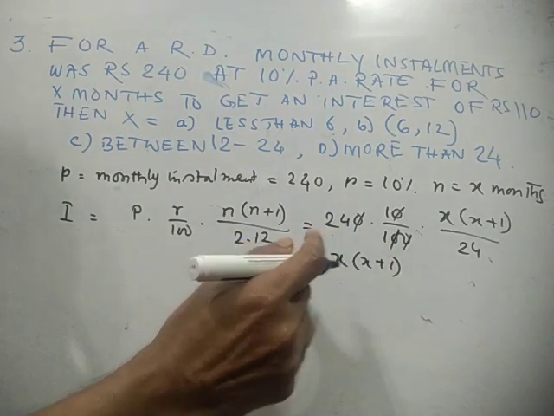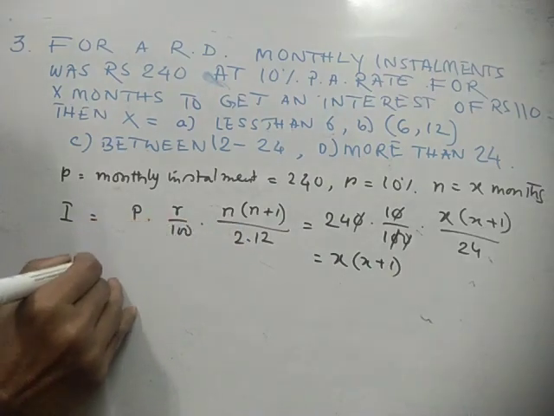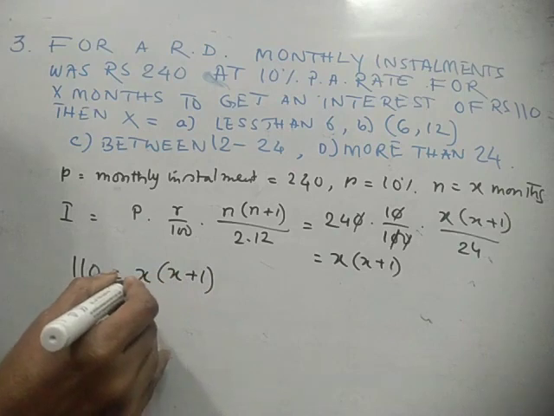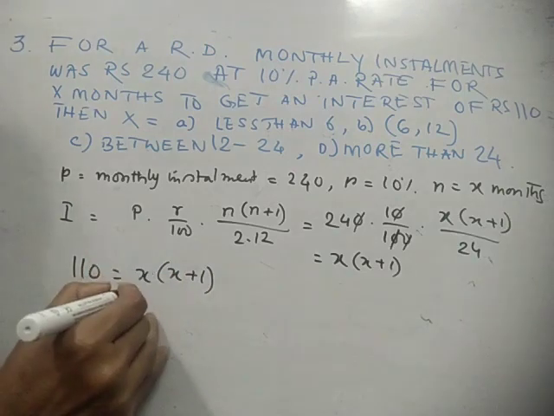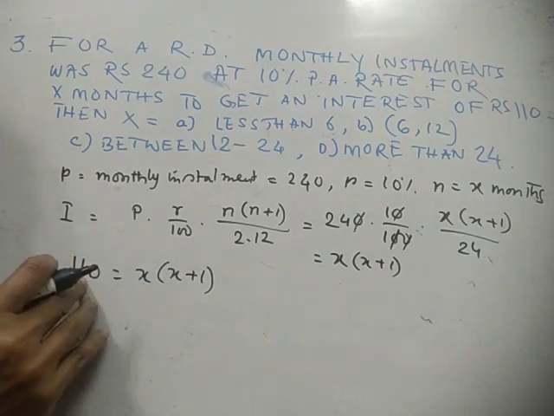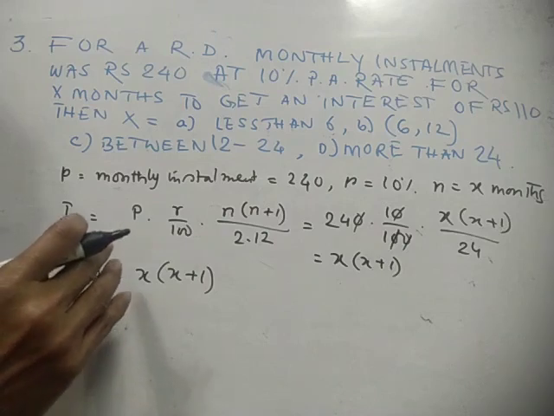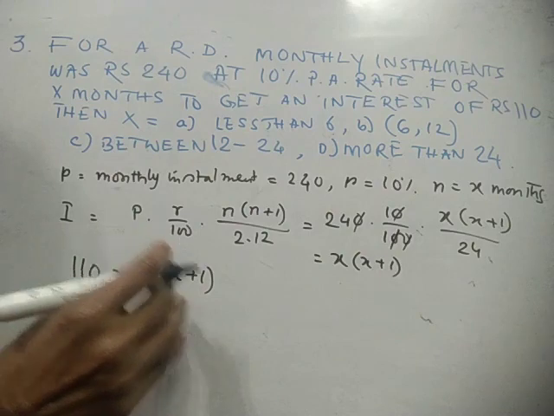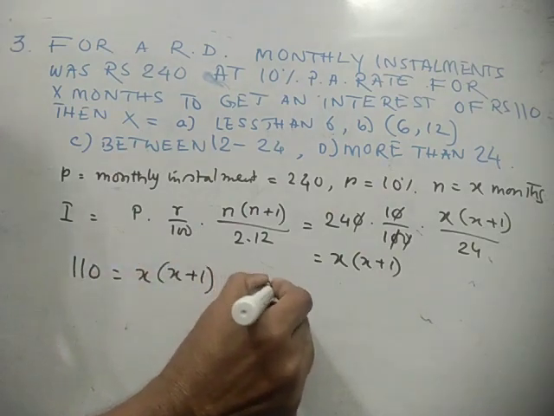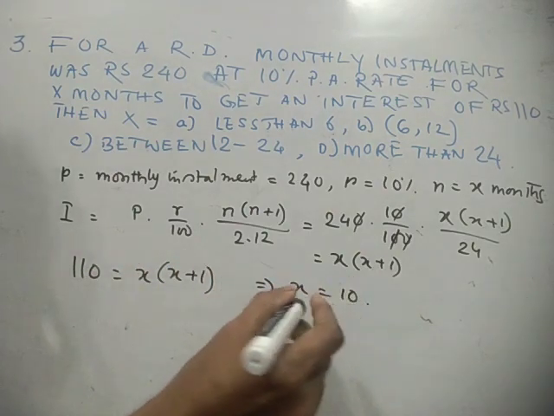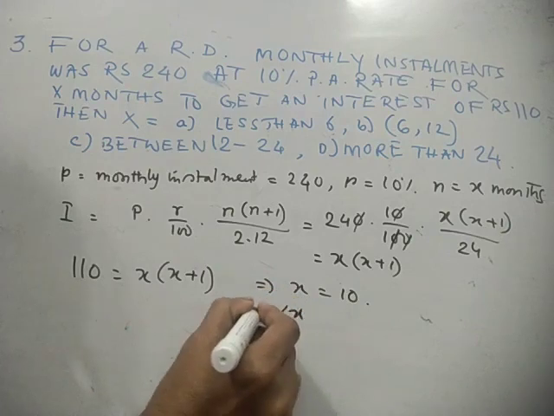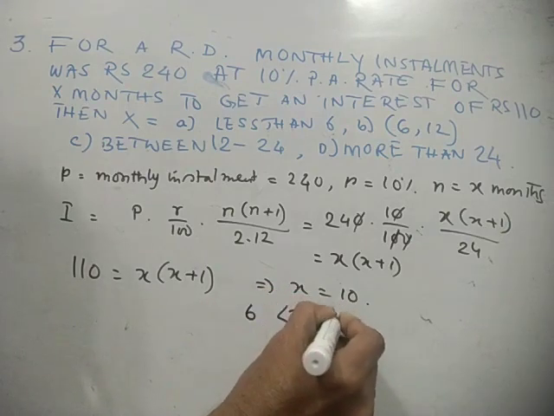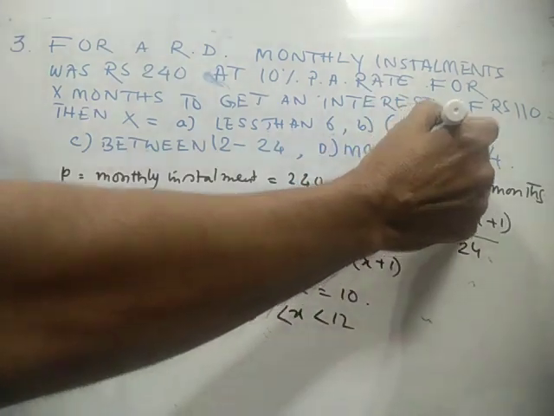0 cancels, 24 cancels, so it is coming X into (X plus 1). Now interest is given 110, so X into (X plus 1) is 110. If X is a natural number, then it will be 10 into 10 plus 1, meaning 10 into 11 is 110. So we can predict the X value is 10. So X is between 6 and 12. So option B is right.